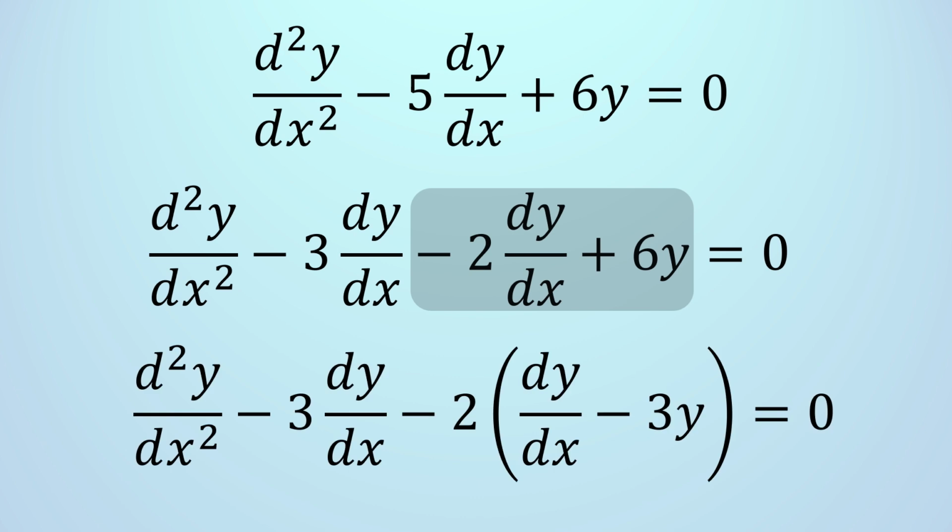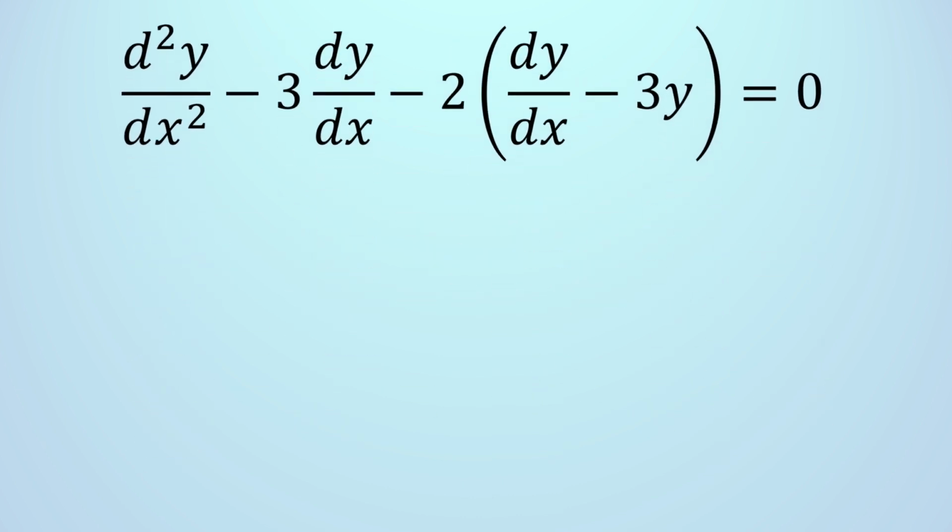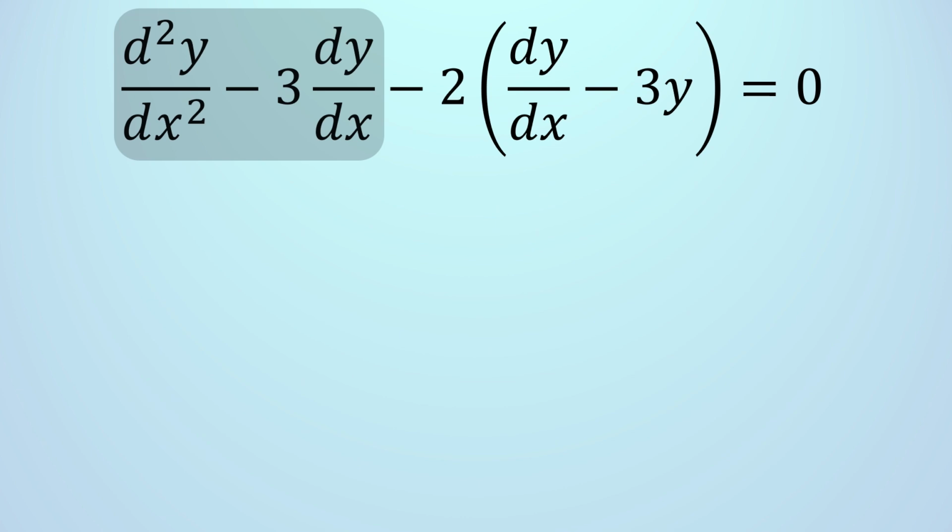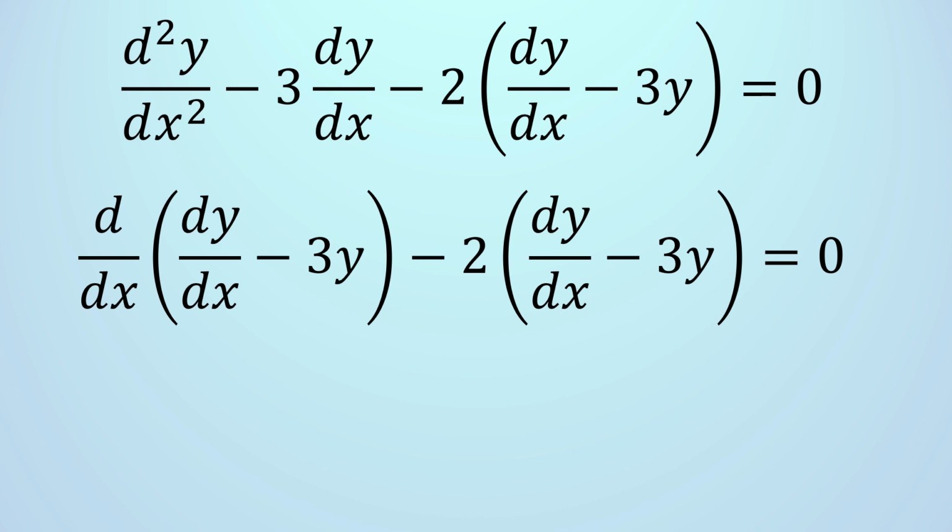That's interesting, because it now means we've got a dy over dx minus 3y inside those brackets, but then when we look at the first two terms, we realize that those two terms are also secretly dy over dx minus 3y, but differentiated with respect to x. And so we can rewrite our equation to reflect this fact. That's really nice because it means we can now do a substitution.